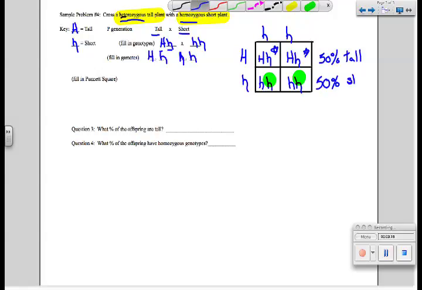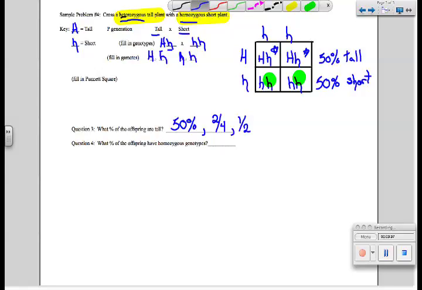Let's go ahead and answer the questions being asked. Question 3 asks, what percent of the offspring are tall? We've just calculated that out. 50%. Also acceptable would be to write 2 out of 4 or 1/2. All of those are equally correct.